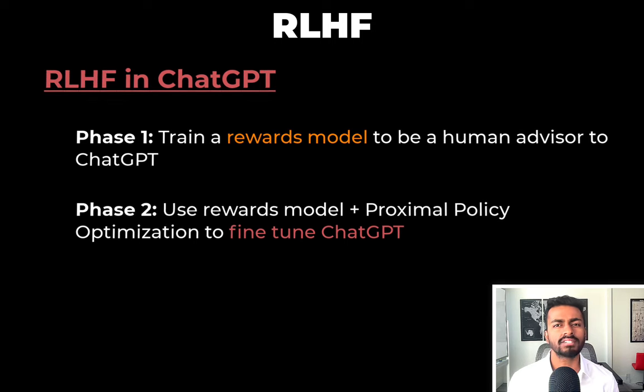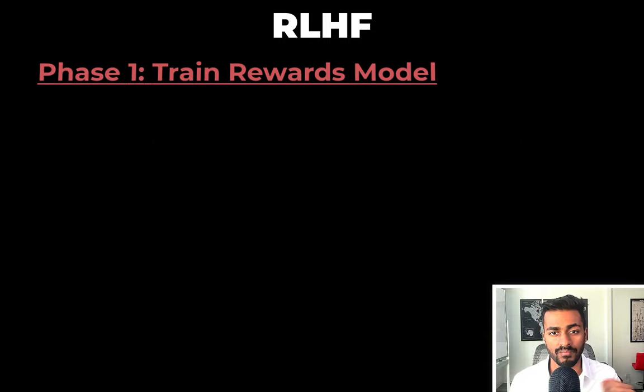In this pass, let's talk about how ChatGPT makes use of reinforcement learning through human feedback for a practical application. It's split into two parts. First is to train a reward model to be a human advisor to ChatGPT. And the second is to use this rewards model along with an algorithm called proximal policy optimization to fine-tune ChatGPT. Let's talk about each part now, starting with the rewards model.